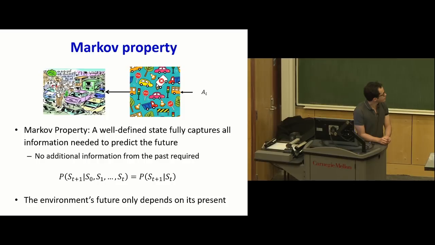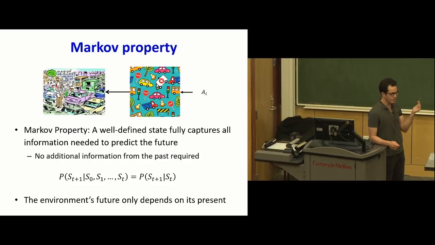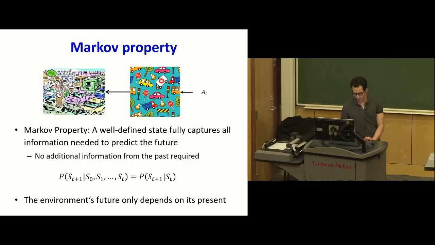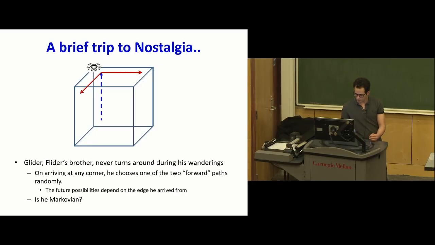Again, a well-defined state captures all information that you need to predict the future. It's the same thing as what we did before. The past shouldn't matter, only the present should matter. So formalized, it means that the probability of the next state based on all the history is only the probability of the next state based on the current state. But hopefully you're all already very familiar with that. Now, we're going to still make a little example to check how familiar you are. So back to the spider that you're going to see a lot today.